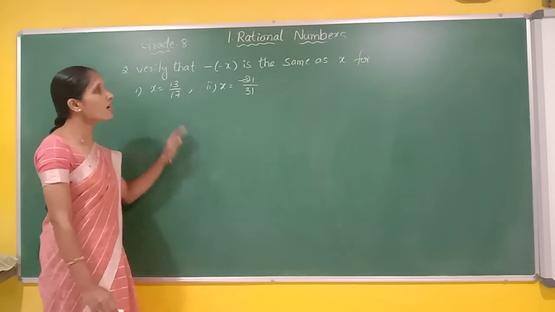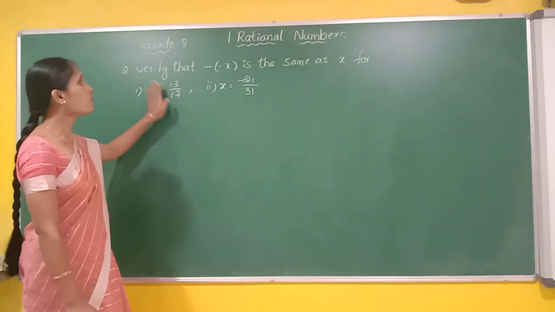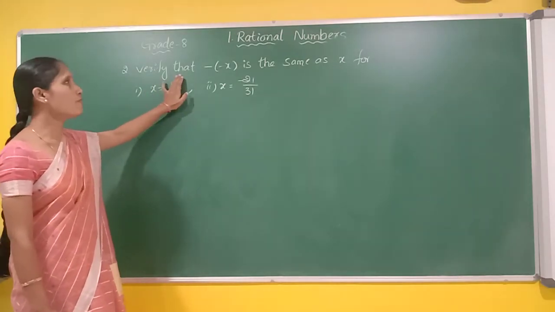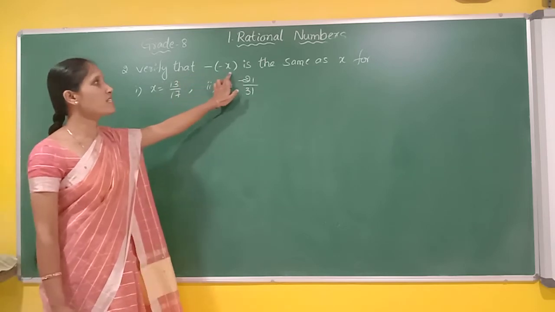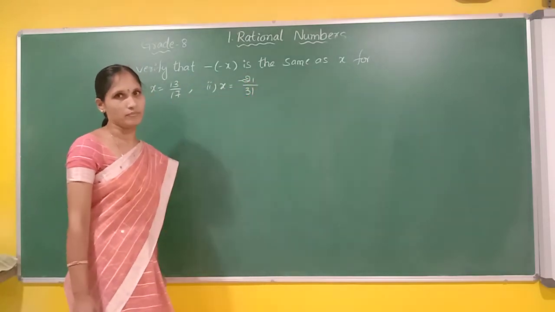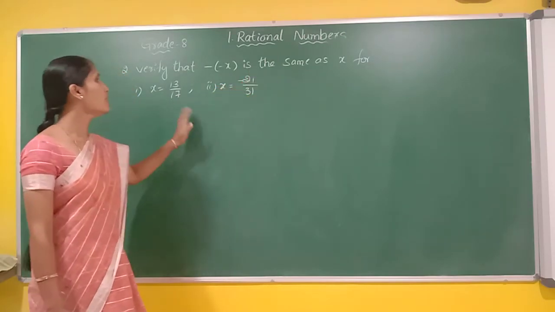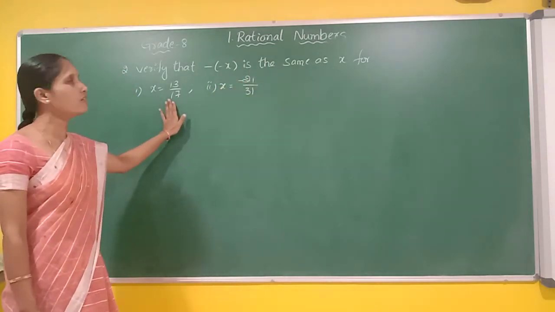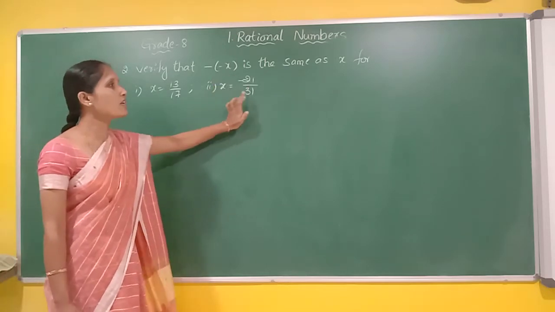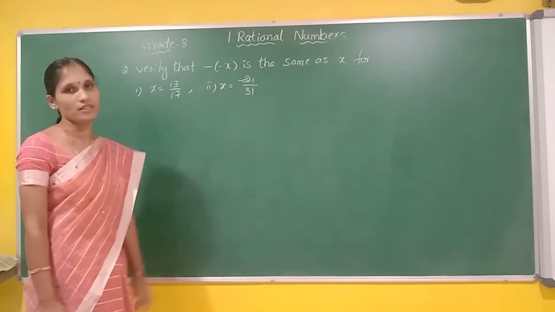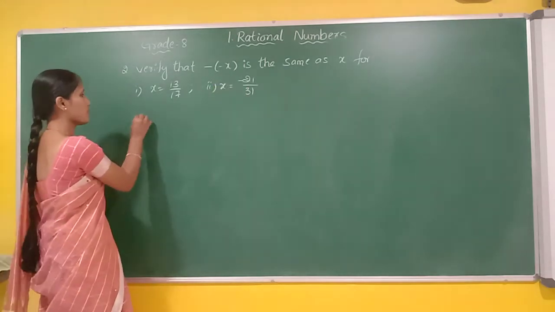Let's begin another example. The question is, verify that minus of minus x is the same as x. Minus of minus x is the same as x for x equal to 13 by 17 and x equal to minus 21 by 31. Two values are given here. Okay, let's begin the first one.